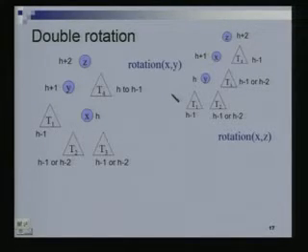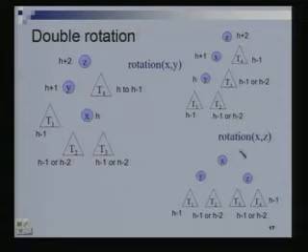Now what would happen? X moves up, z moves down, T3 and T4 become the two children of z. T3 has height h minus 1 or h minus 2, T4 has height h minus 1. This is the height of T2, h minus 1 or h minus 2, T1's height is h minus 1. What about the height of y now? H. Is it balanced? Yes. This is h minus 1, this is h minus 1 or h minus 2.